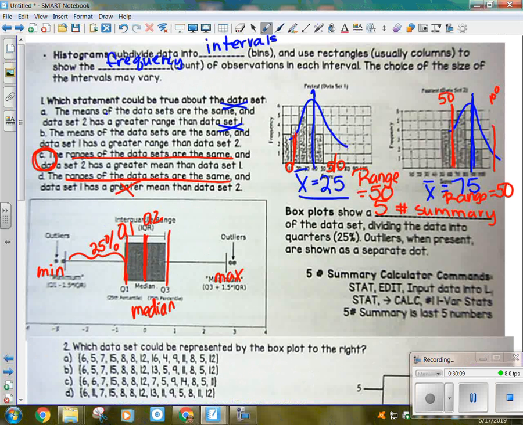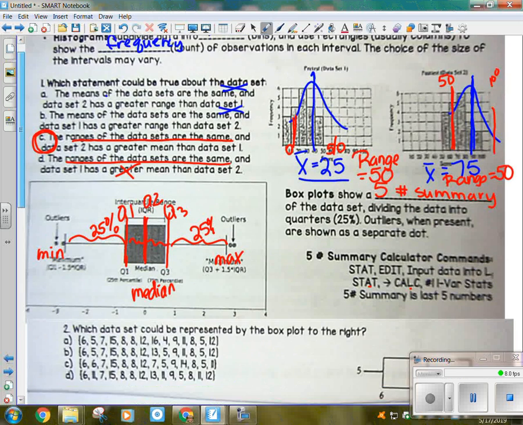And the third number is 20. See, all of these are 25%, 25%, and again, this is the last 25%. So this is Q3. So those 5 numbers can be found. We have been practicing doing those in the past couple of days. So we're going to go stat, edit, input our data, go stat, calc, 1-Var, go down the screen until you see the 5 numbers.